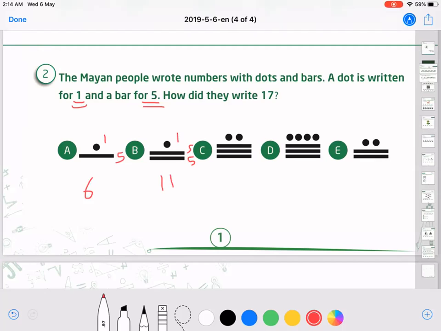Here, 2 dots means 2 and 3 bars means 5, 5, 5 will be 15, and 2 to be 17. And here is 4 dots and 15 will be 19. Here 2 and 10 to be 12.